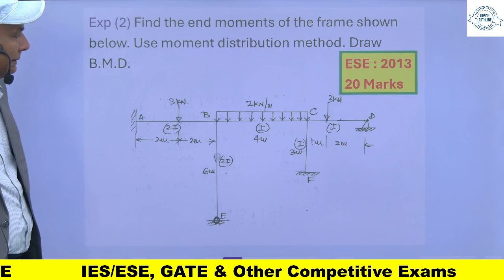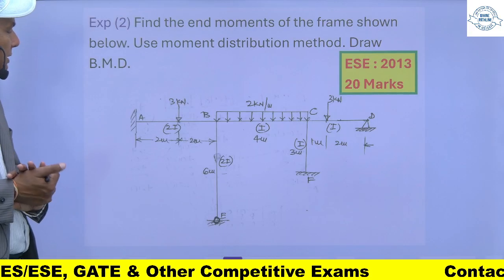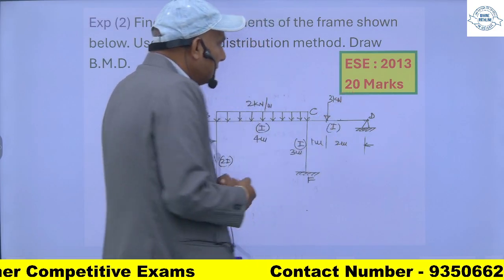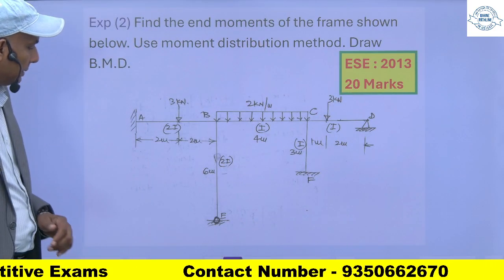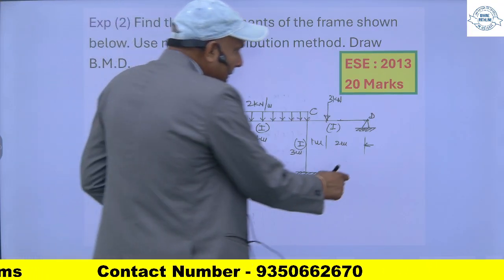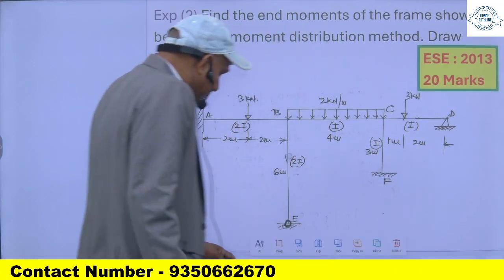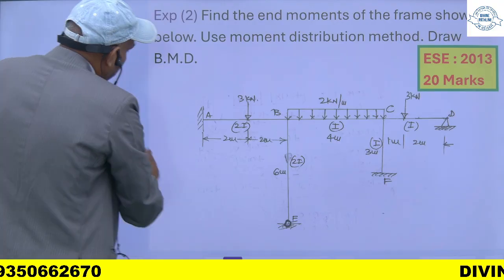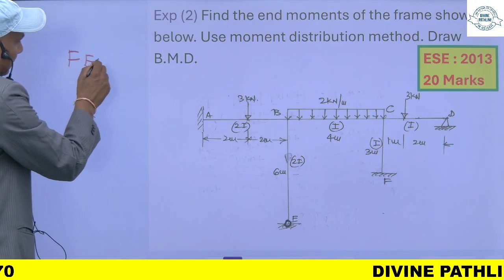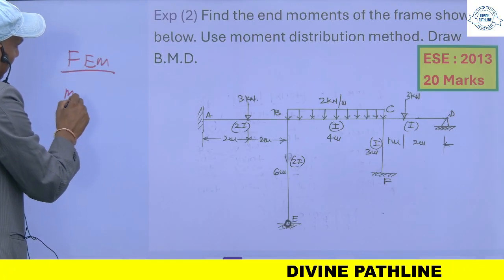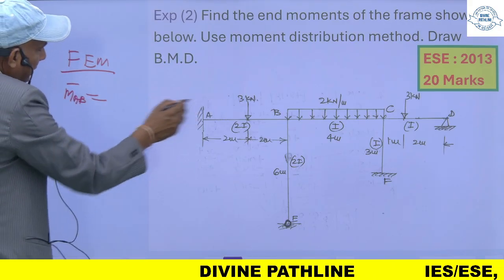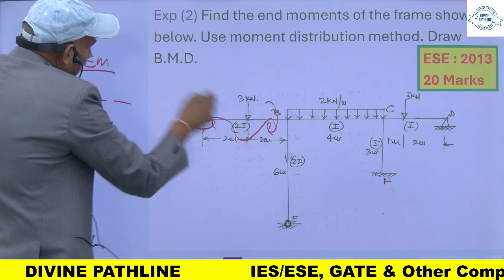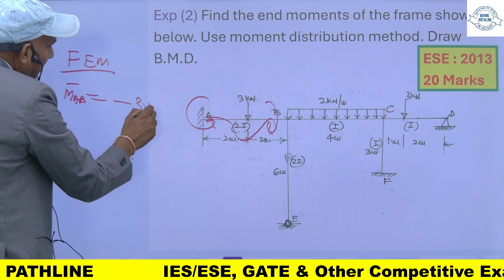Again, this question is also very much similar. It came in Engineering Services 2013 and of 20 marks. So the same procedure I will apply here. This MAB fixed moment, first I will calculate. MAB, this is acting at the center, so it will be minus, this will be plus. So minus WL by 8, this is the formula.